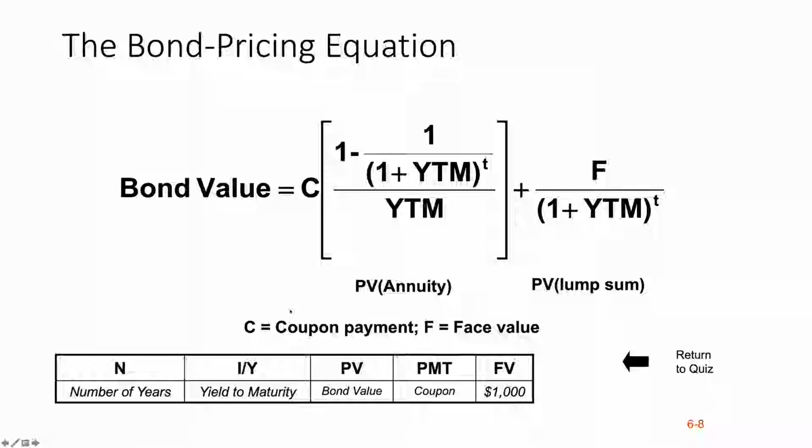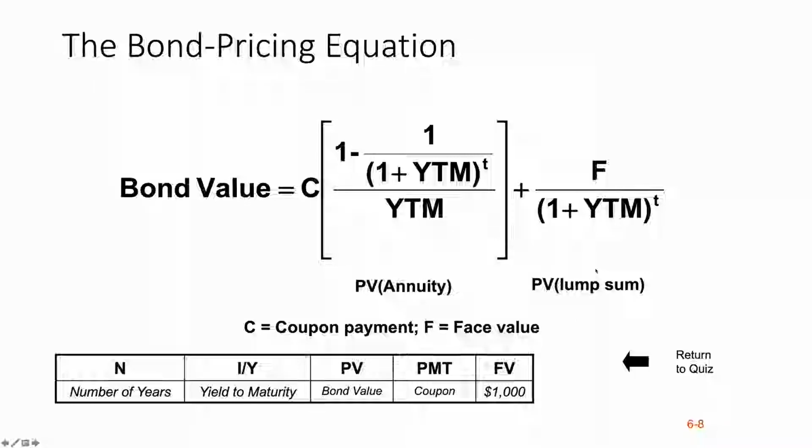Now, the bond pricing formula is a summation of two parts. One is the coupon payment, the annuity part. The other is the future value, a single lump sum payment at the very end, discounted at the market rate. Here we're using yield to maturity, YTM, to represent the discount rate. In other words, it is an annuity plus the present value of a lump sum.